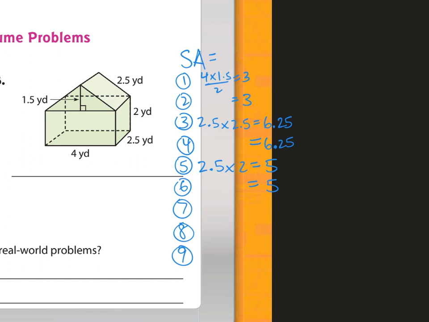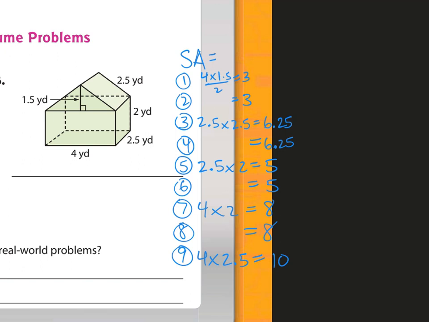Now the front of this whole thing is going to be 4 times 2. Yeah, that's easy. That's 8. And the back wall is also 8. And what we're missing is the floor. The floor is going to be 4 times 2.5, which I believe is 10.